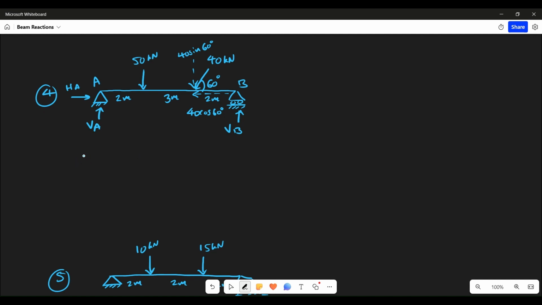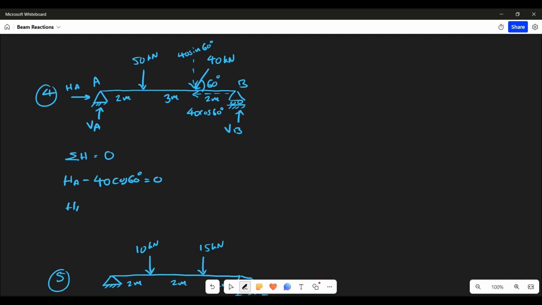Now we will put the conditions. So first condition we know that is sigma H is equal to 0. Now how many horizontal forces do you see here? First is this HA. It is going in positive x direction, so we will write it as plus. Second is this 40 cos 60. It is going in negative x direction, left hand side. So we will write it as minus 40 cos of 60 degree is equal to 0.